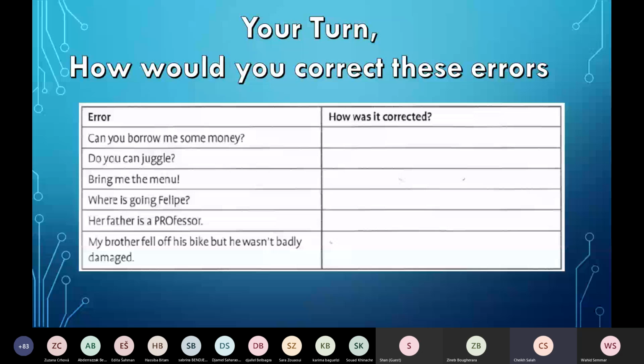Thank you so much. I like this one as well. Thank you. What about "do you can jangle"? How do you think you can correct this one?